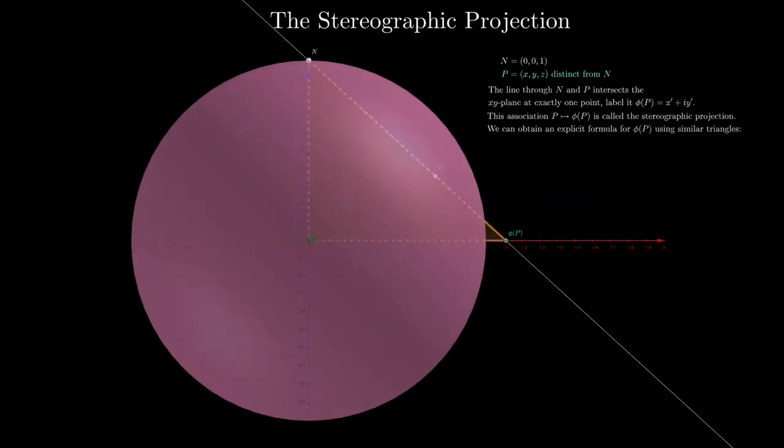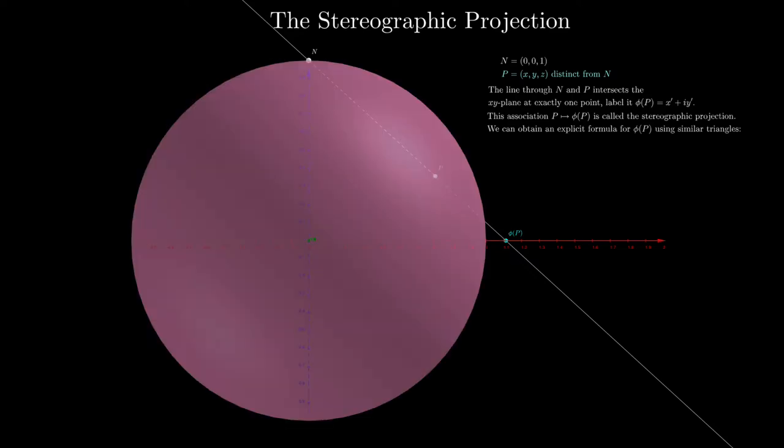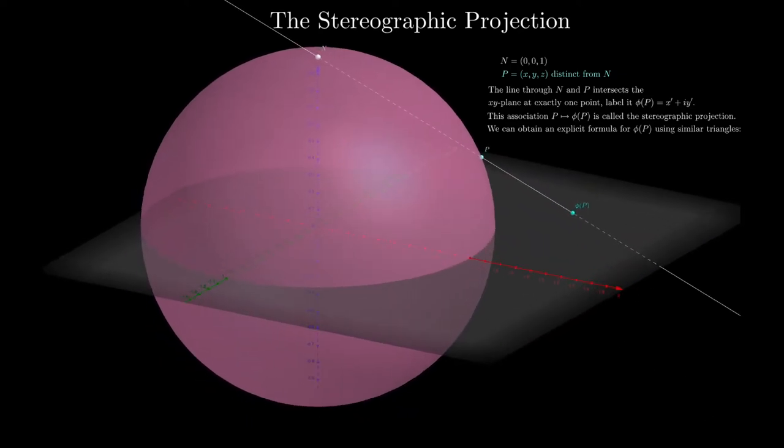Now what we're going to try to do is uncover a formula for this association P to φ(P). We're going to try to figure out how x' and y' relate to x, y, and z. And the way that we'll do this is by using similar triangles. So the ratio of the legs of the blue triangle, the bottom leg and the vertical leg, would be x over 1 minus z. That should be the same as the ratio of the corresponding legs for the orange triangle. So that gives us a formula for x'. Remember that: x' is x over 1 minus z.